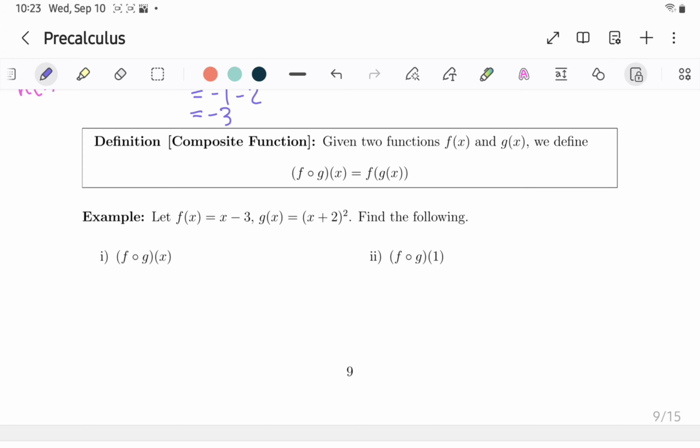So in these examples, it says let f of x equal x minus 3 and let g of x equal x plus 2 squared. And we want to find the following. So in the first example, we want to find f of g of x, the composite of f composed with g. So let's see what that is. According to the definition, this is just going to be f of x with g of x inside of it.